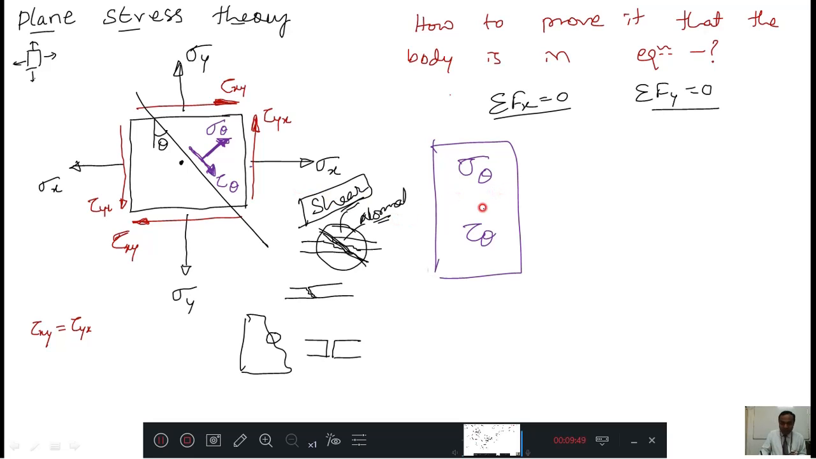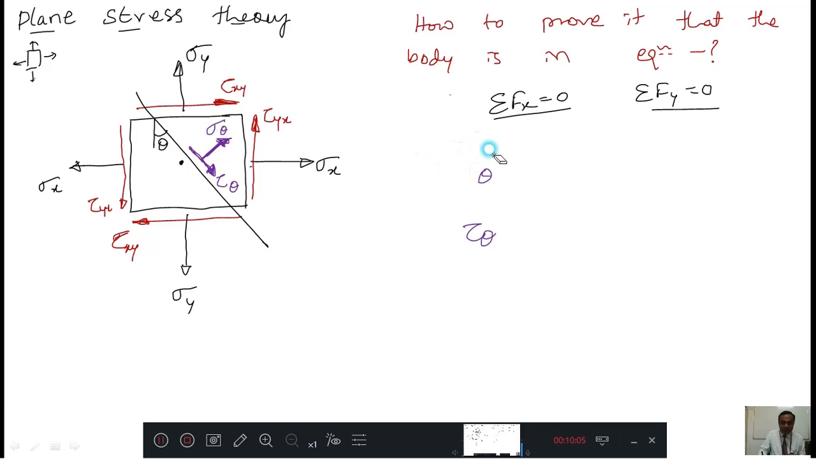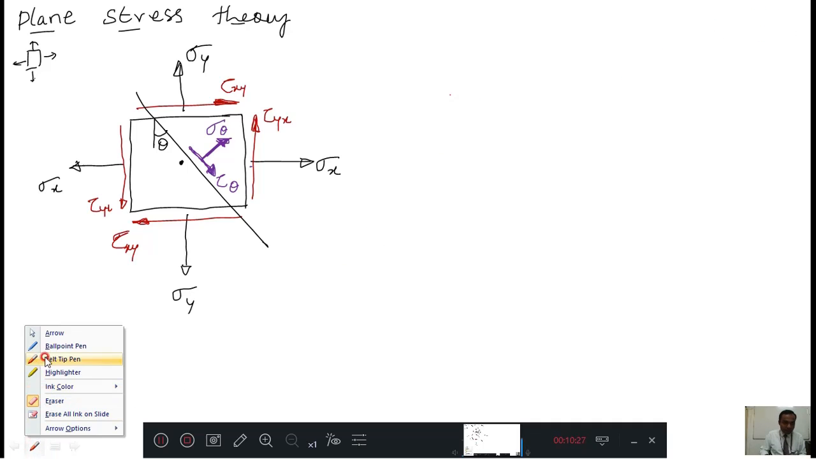Now we'll go. Put the heading: derive an expression for normal stress and shear stress on the plane with an angle theta with respect to vertical axis when general stress system is acting on the plane.